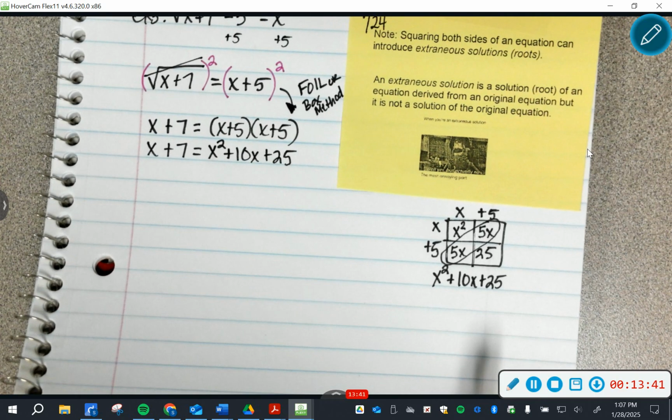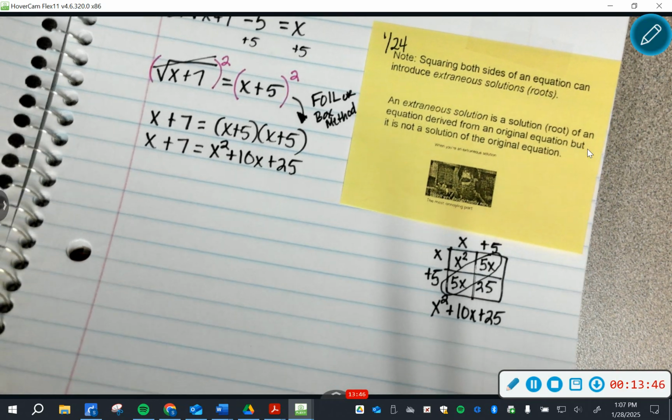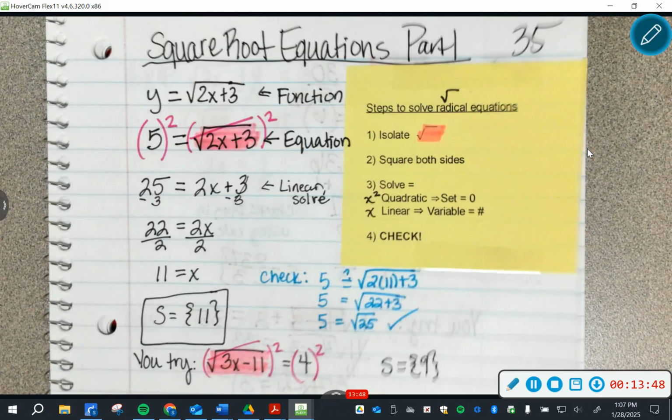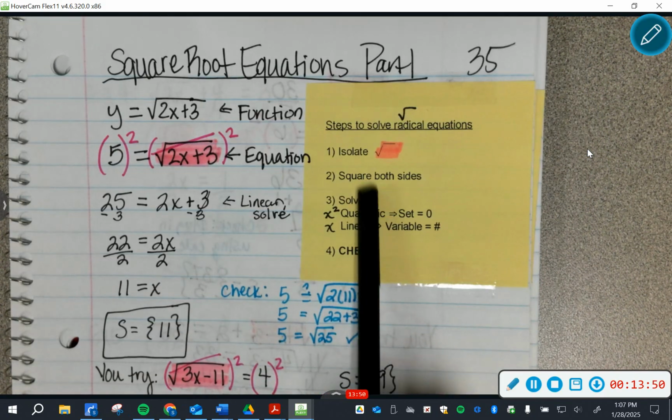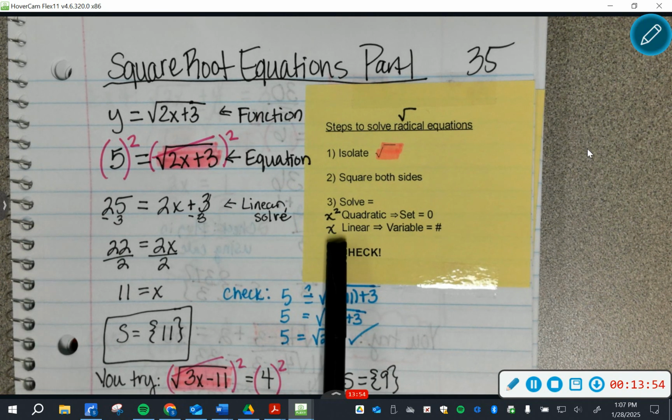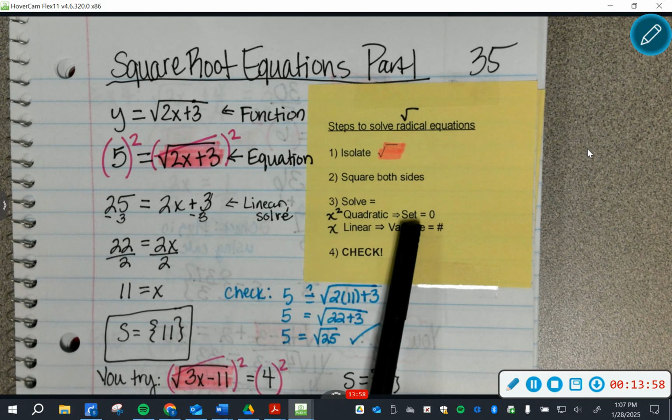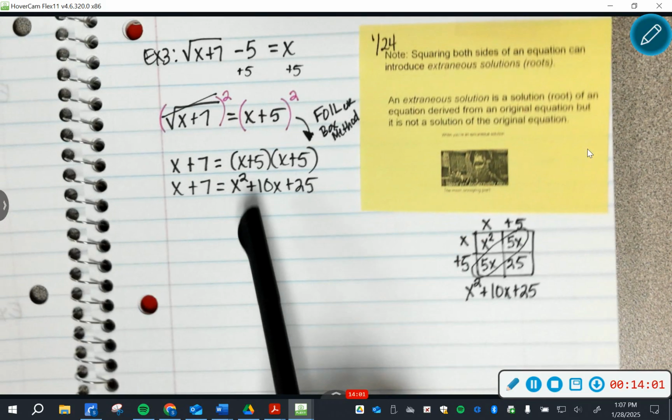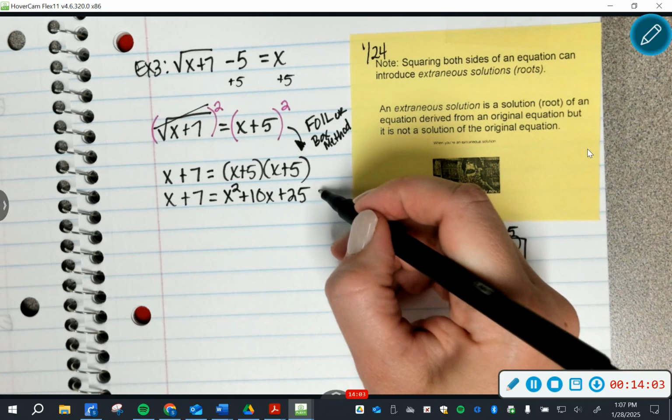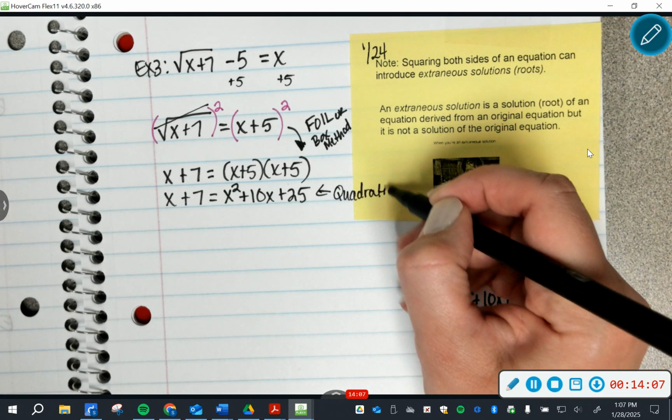Okay, now in our notes from the other day, on our little note page, where is that? After we square both sides, we're either going to be left with something that's quadratic or linear. Quadratic has an x squared in it. And to solve those, we set it equal to 0. Ours is quadratic. Okay? And I know that because there's an x squared in my equation.